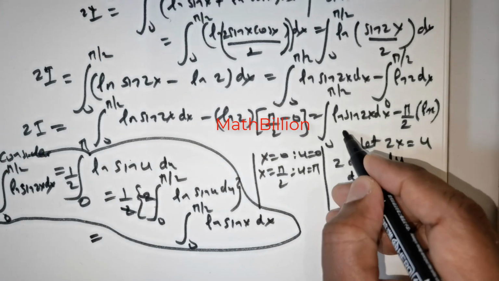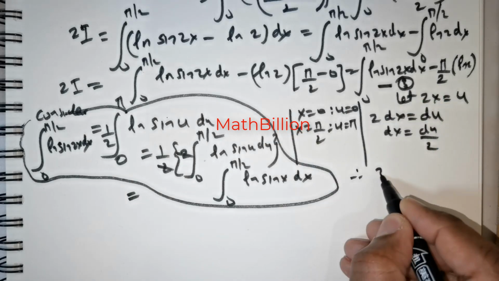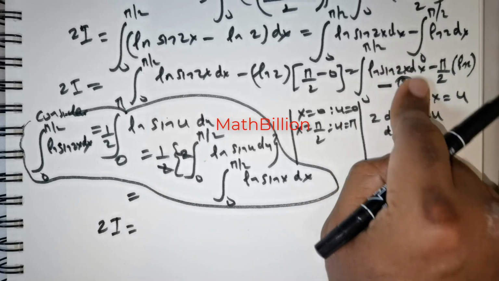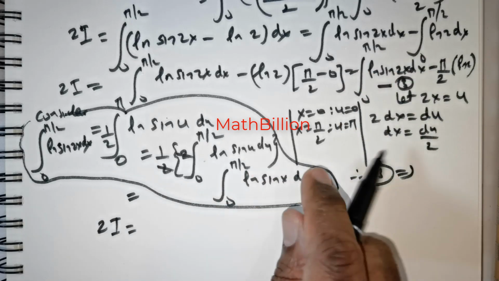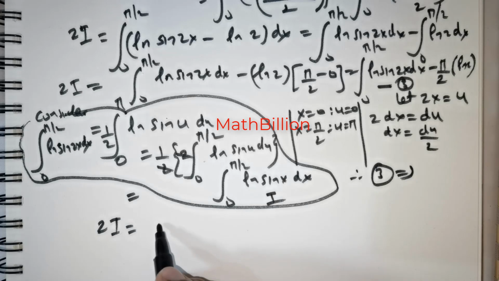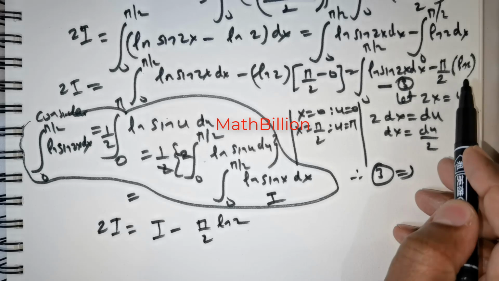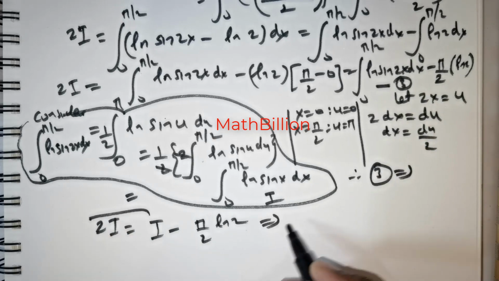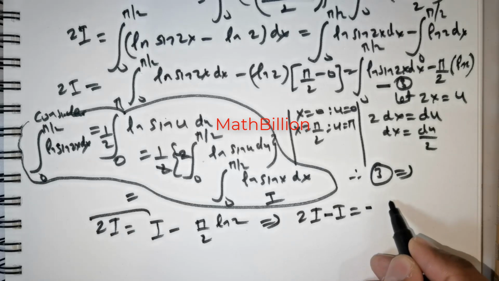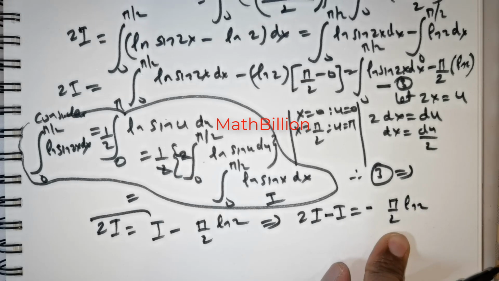So if I take this as 3, 2I is equal to this one. Therefore I can write 3 as 2 times I is equal to, in place of this integral, I need to substitute this. But what is this? This is nothing but I, right? I just showed you that. So I minus pi over 2 ln 2. But I can move this I to the other side. So you get 2I minus I is equal to minus pi over 2 ln 2. This is what we have got.